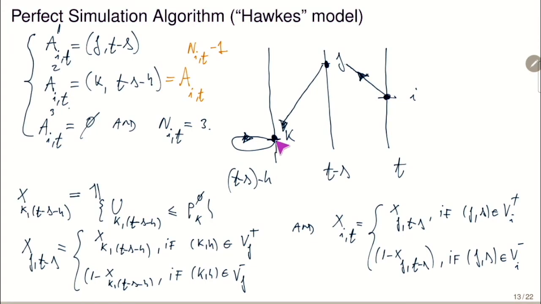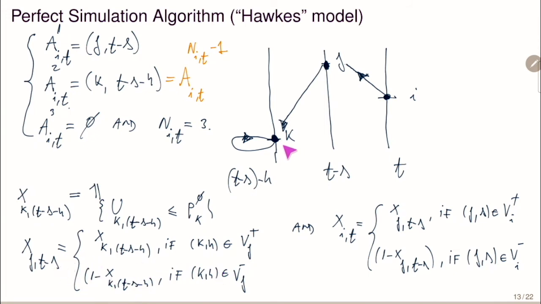This step here is random. And then, very interestingly, we will assign a value for xj t minus s. So xj t minus s is going to be the value that we just defined for xk t minus s minus h if this site is excitatory for the site j t minus s. And the value that we will assign for the site j t minus s is going to be 1 minus the site assigned here if this site is inhibitory for this site here. And this is exactly what is defined here.